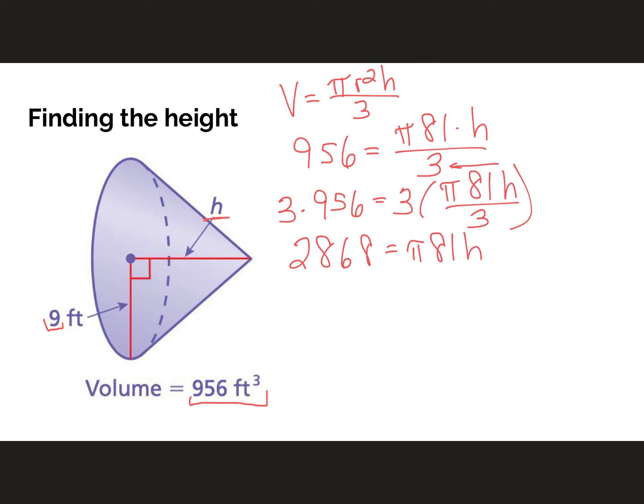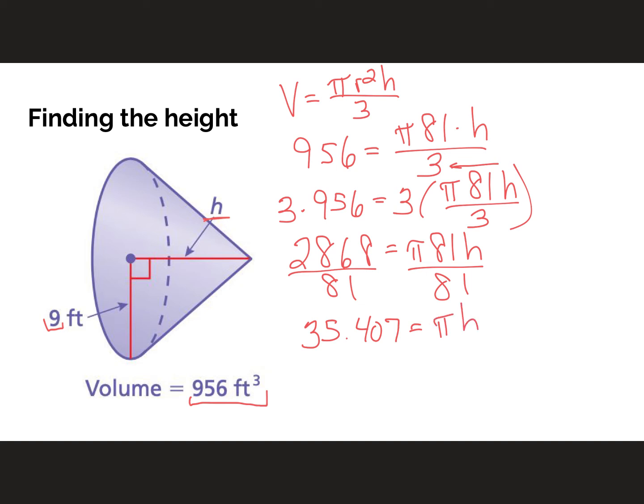So now I'm going to divide both sides by 81. When I do that, I'm going to get 35.407, and then it keeps repeating 407 equals pi times my height.